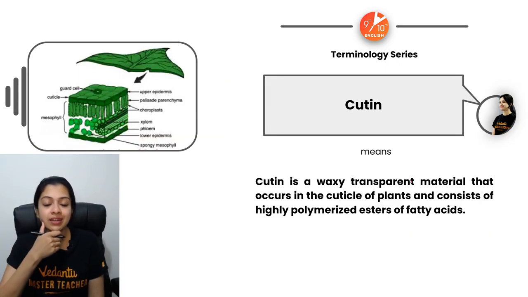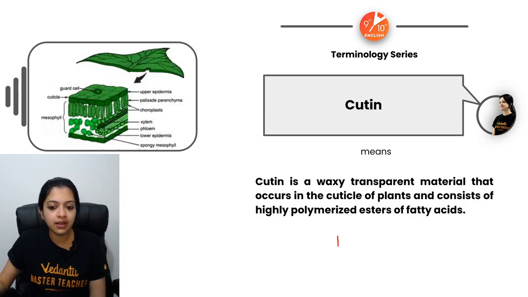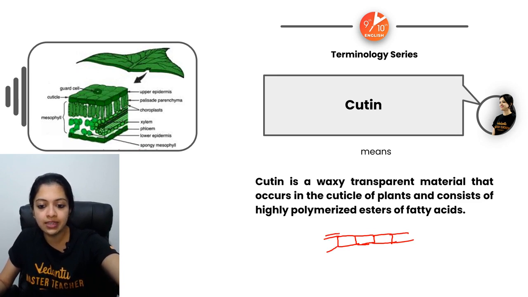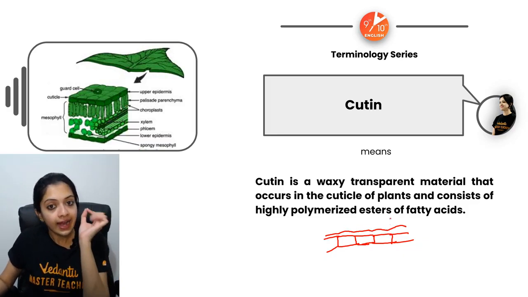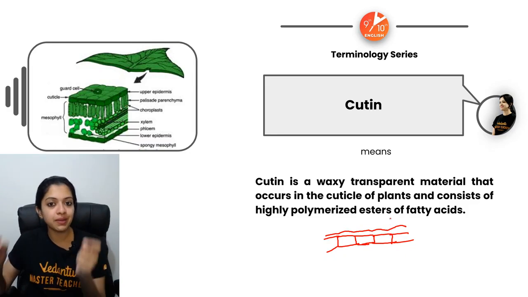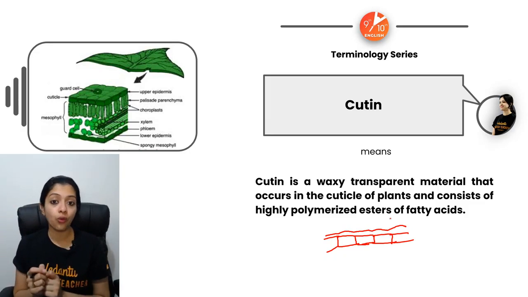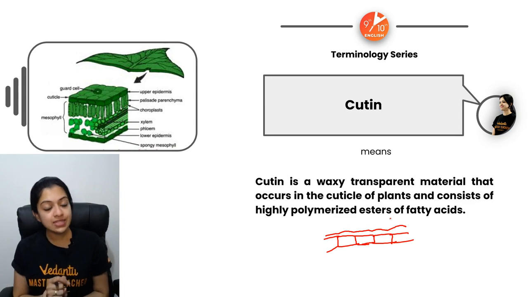Now, what is cutin? Remember, I told you there is an outer covering that you would find on the epidermal layer. Yes, I'm drawing it for you over and over again, just a rough diagram. This is the cuticle. Remember the waxy layer. A waxy, transparent substance which makes up the cuticle is what we call cutin.